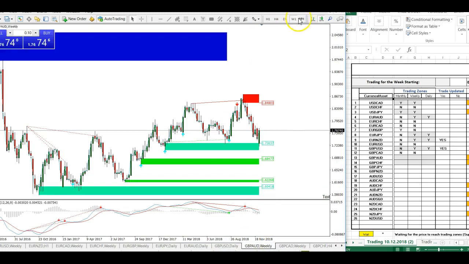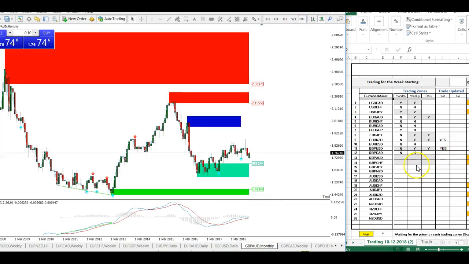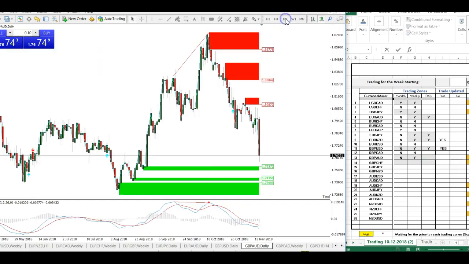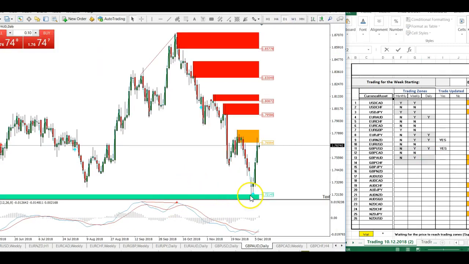British Pound Aussie. Monthly. No. Weekly. We've just come up from a weekly. Okay, so we fill that in. Yes. And daily. We had this signal down here. Look at this for us, the trade down here. Okay, we had a daily. And we're just going to look to see here. Trade updated. Let's just check and see if there was a trade.